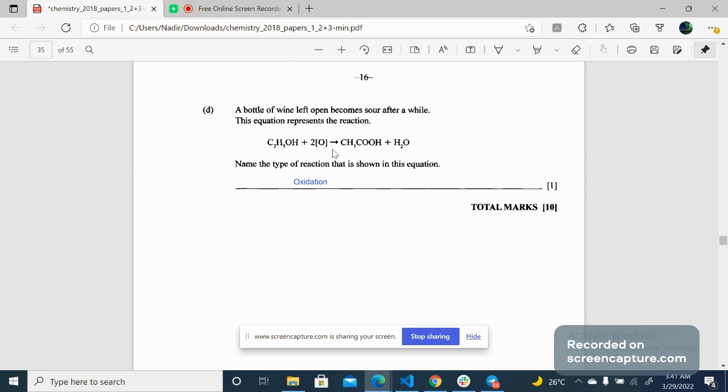So we have to write the name of the reaction. This is oxidation, because ethyl alcohol is of interest for us here. Ethyl alcohol is the main reactant. This oxygen just comes from the air. So this is what it reacts with to form ethanoic acid and water, and this ethyl alcohol is getting oxidized to form acetic acid or ethanoic acid. This is an oxidation reaction.